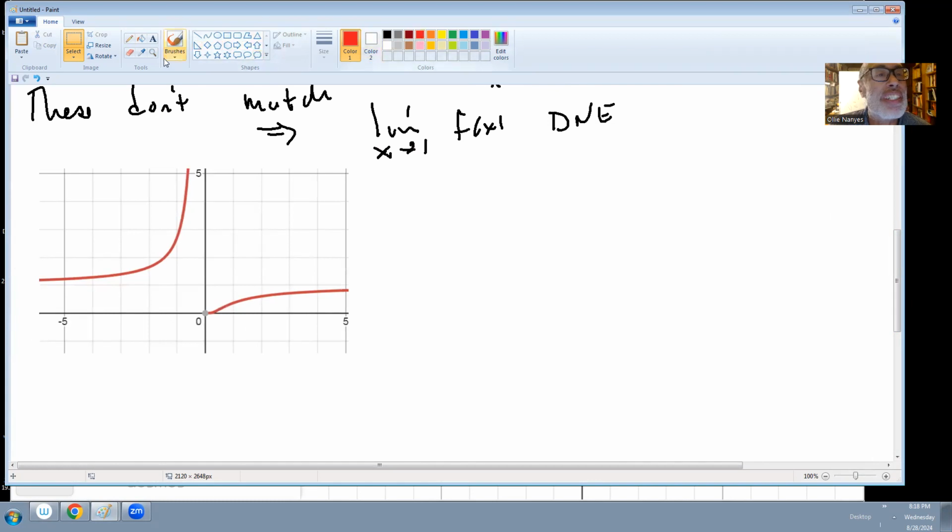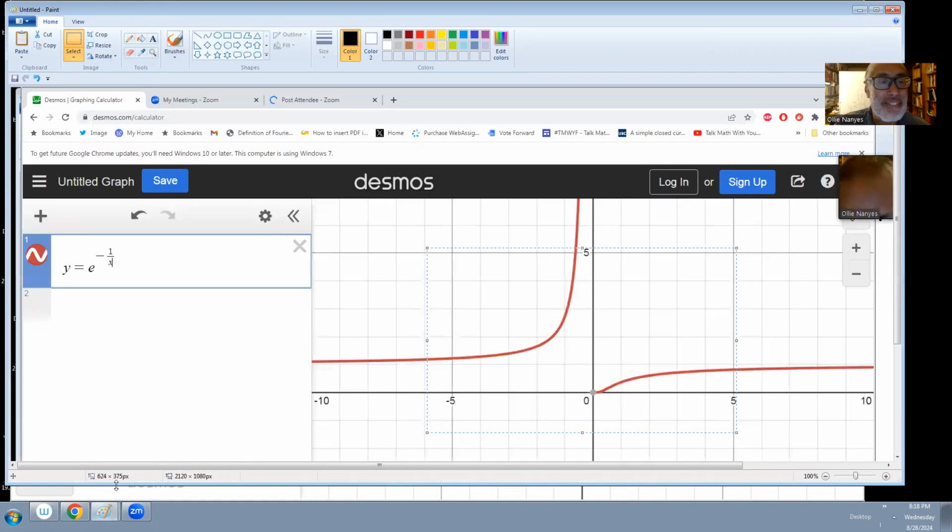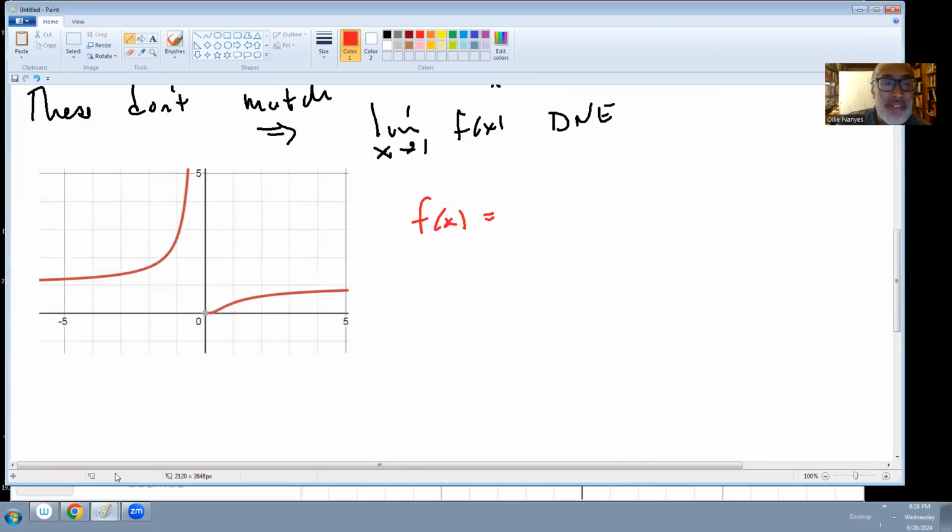Now again, this function is f of x equals, oh my gosh, I already forgot what I said it was. Oh, that was minus 1 over x. Okay, we can deal with minus. That's good. You don't really need the minus, but e to the 1 over x would work just great too.